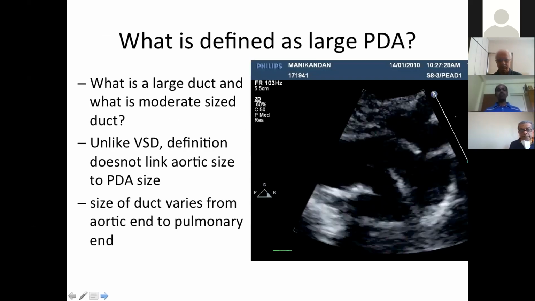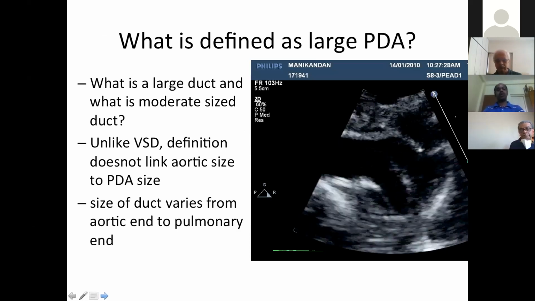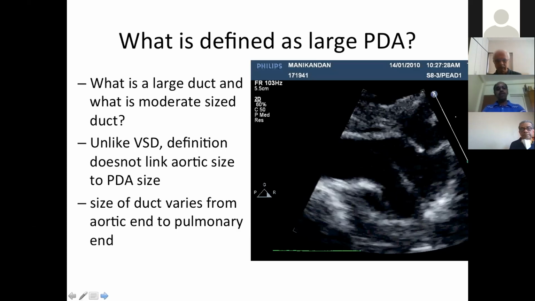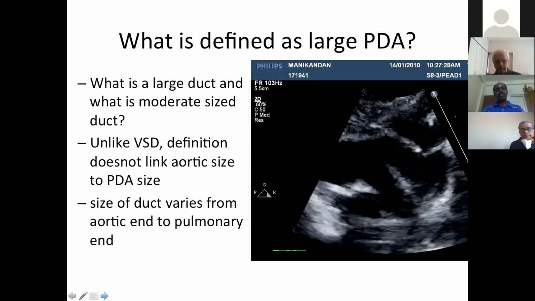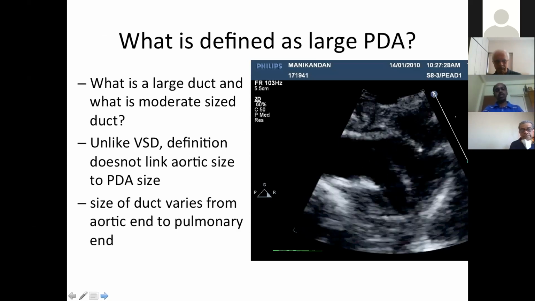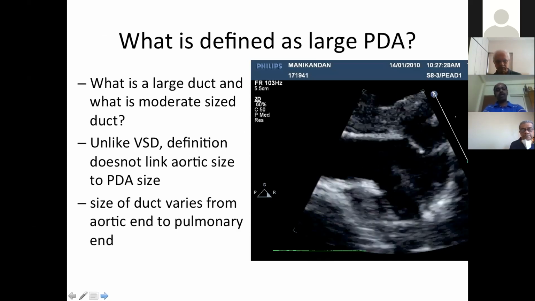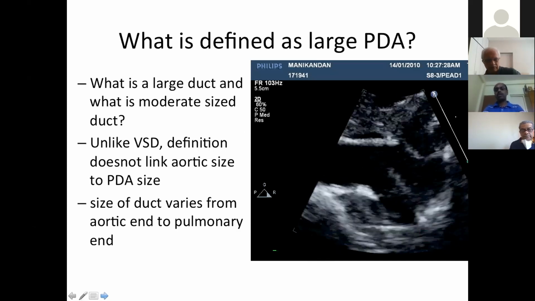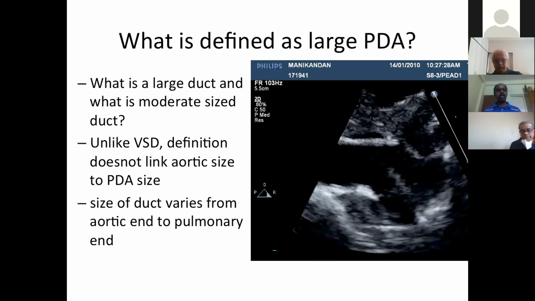What are the problems in defining a large PDA? What is a large PDA and what is a moderate sized PDA? Unlike ventricular septal defects where there is a definition to link the aortic size to the PDA, which makes logic, PDA does not have such a definition. Size of the duct varies from aortic end to pulmonary end. And even if we take the narrowest portion, the length of the duct adds to the resistance and alters the shunt.